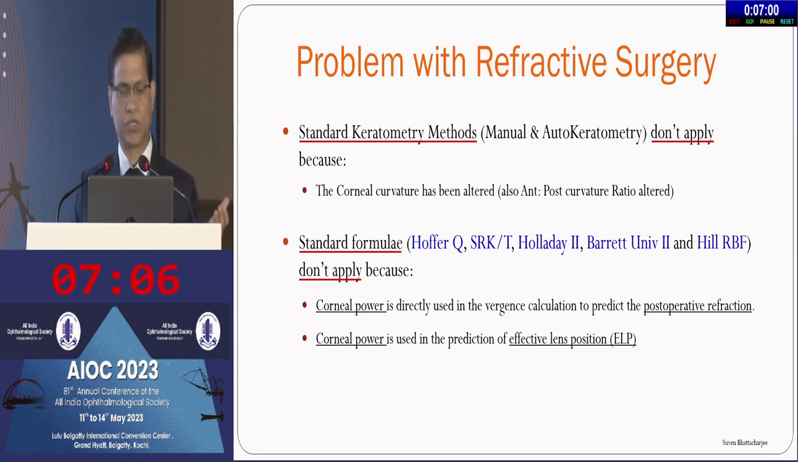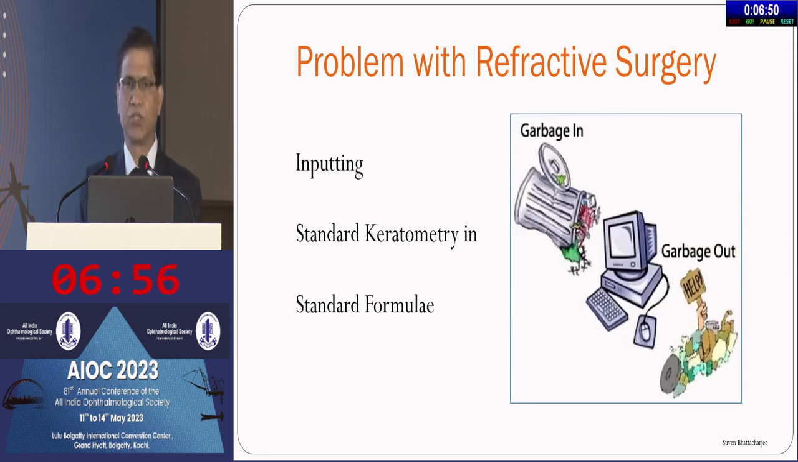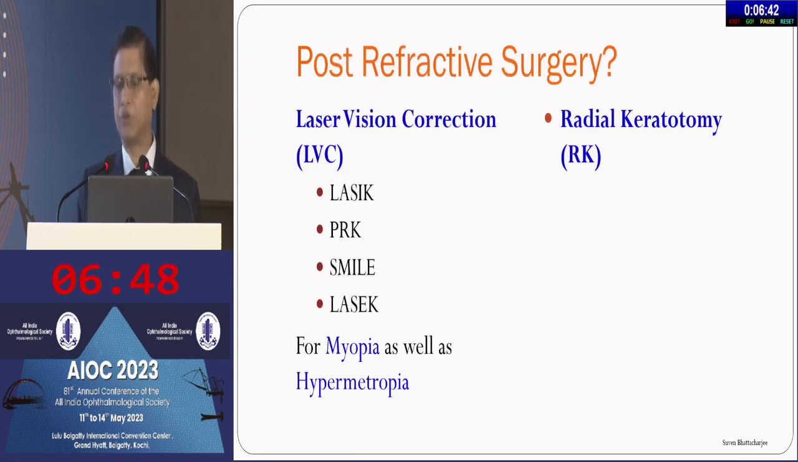If you look at the standard formulae, the corneal power is calculated from the postoperative refraction. The corneal power is also used in prediction of the ELP. That's relevant over here. So like in any computerized system, if you put in rubbish, you're going to get rubbish. So if the data that we input is not of value, you don't get useful information. So post-refractive surgery, as you know, is laser vision correction, which would be all those procedures for myopia and hypermetropia, and RK.